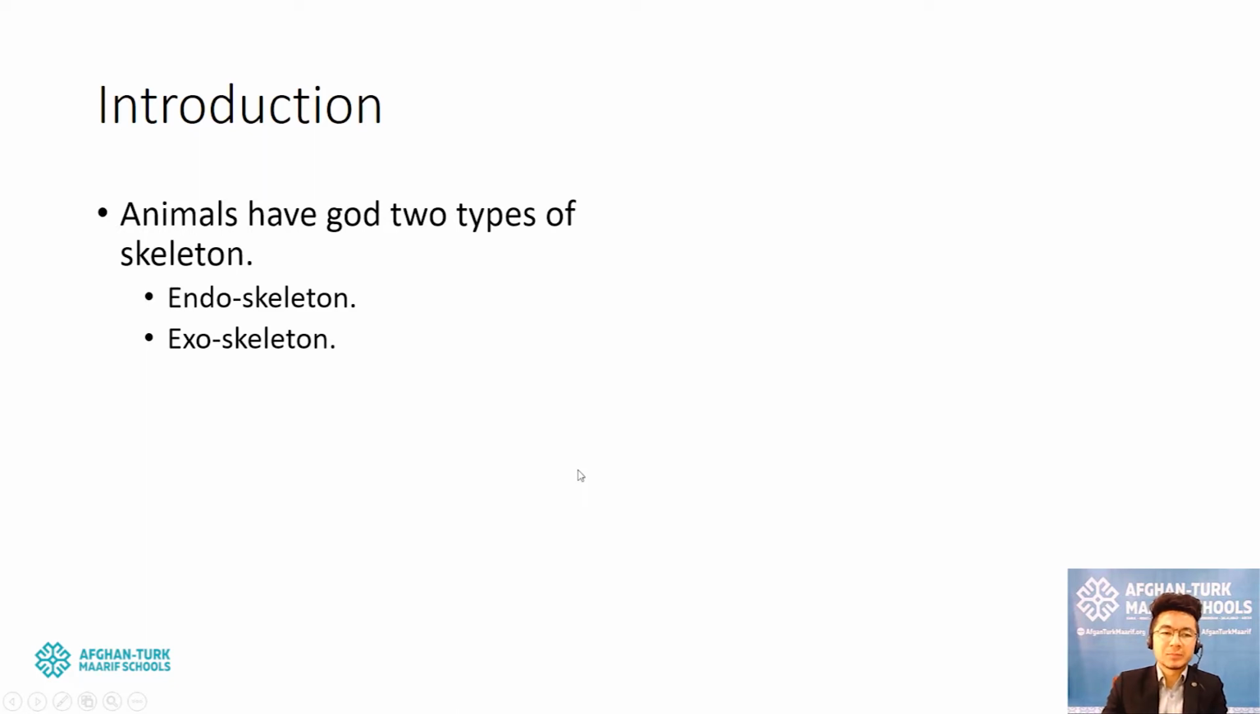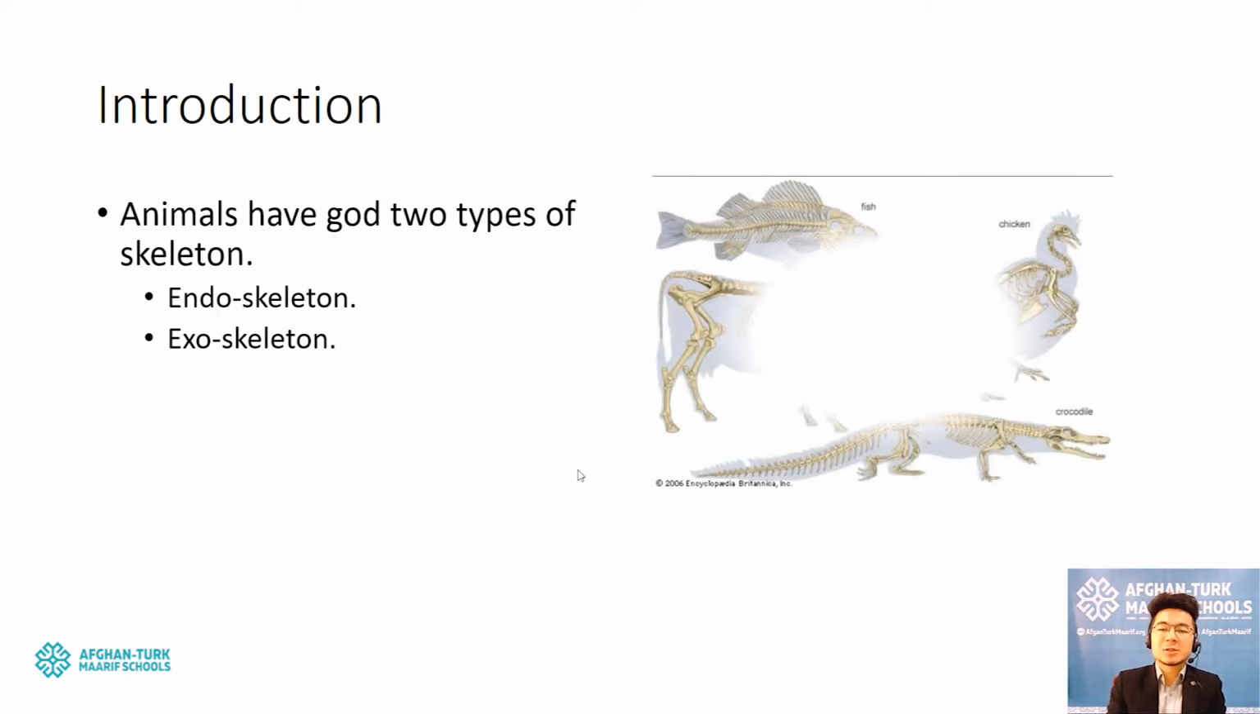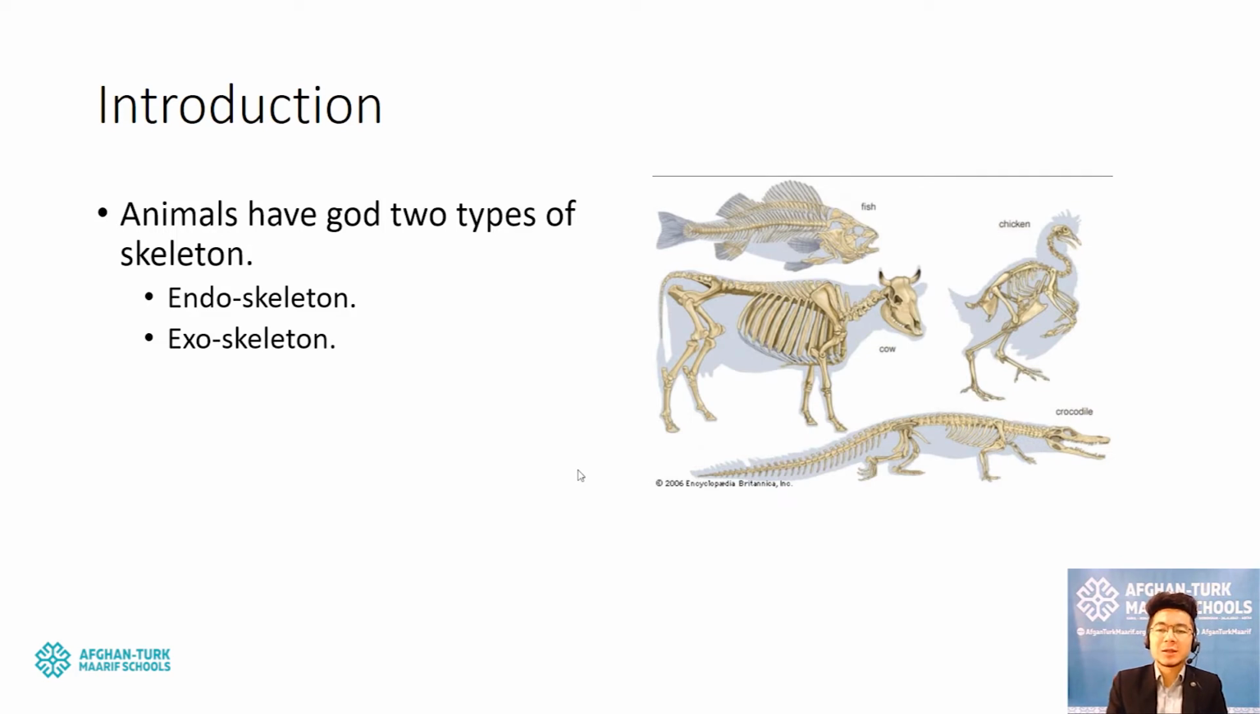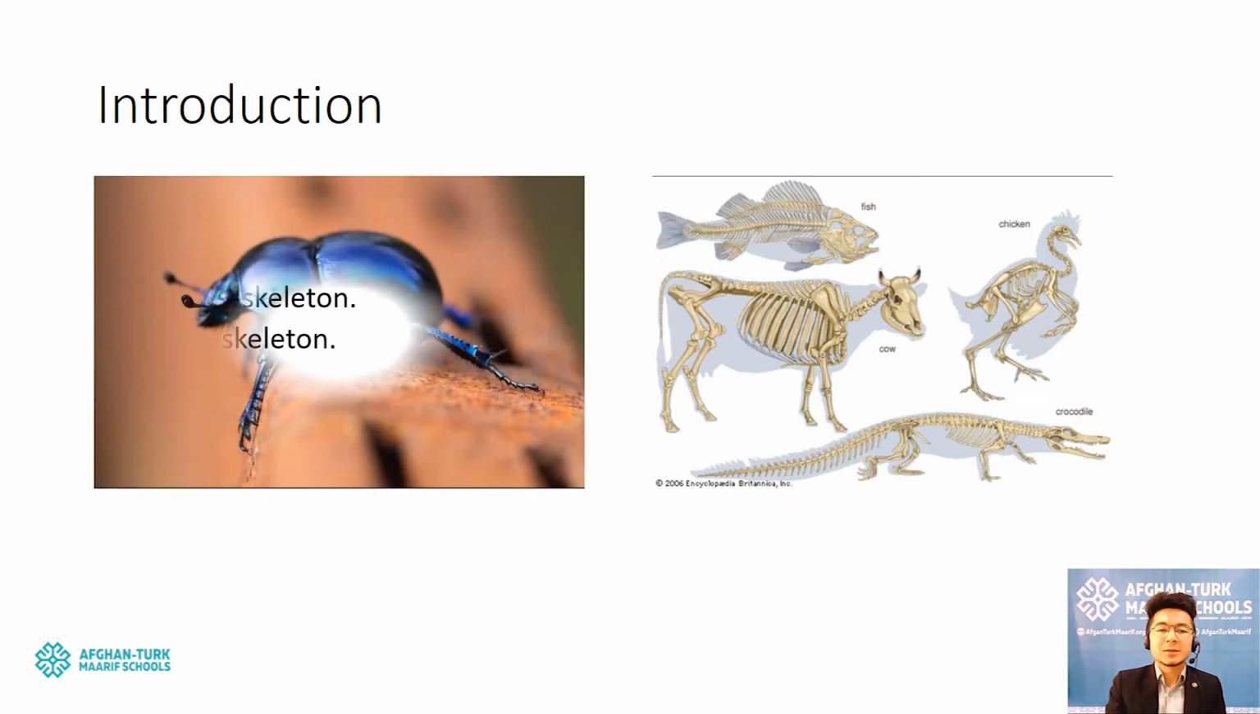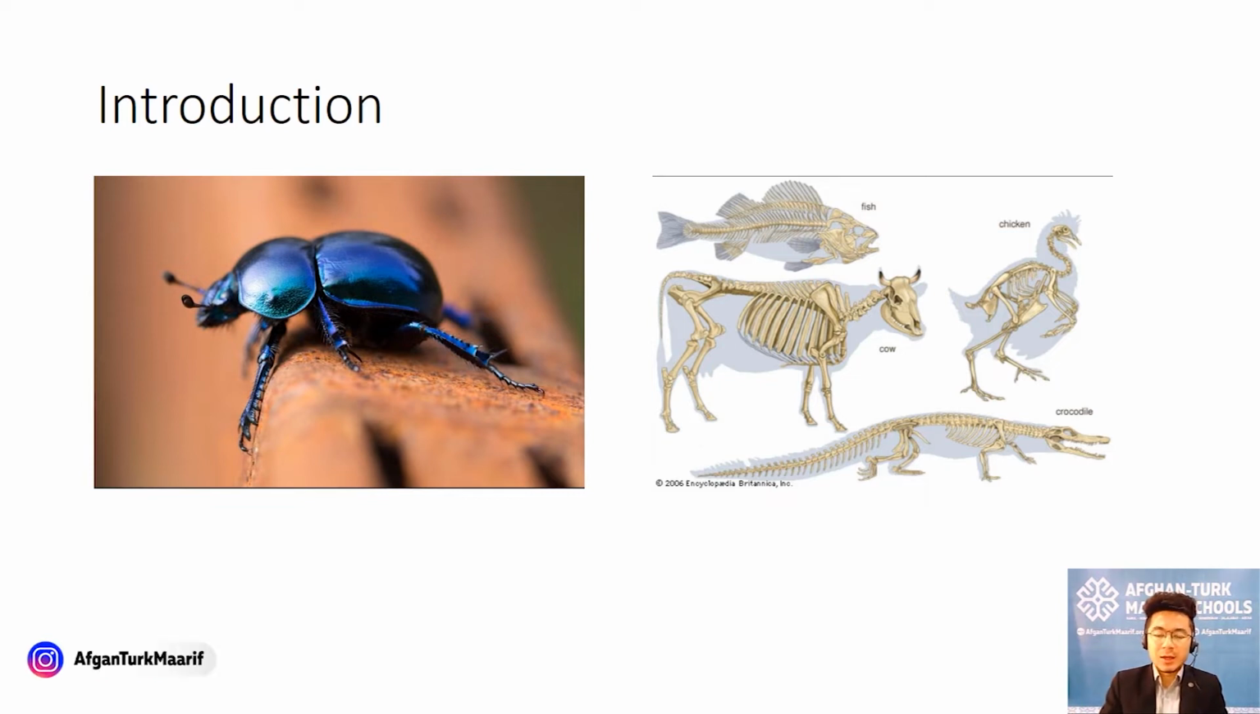Animals have got two types of skeleton. I mean those kinds of animals which have bones have two types of skeleton. The first one is endoskeleton. As you can see in the picture, the skeleton and the bones of this type of animal are inside the other organs. It means you cannot see the bones. And the other type is exoskeleton, which covers the other organs inside it, and as you can see in the picture, it is a kind of exoskeleton.